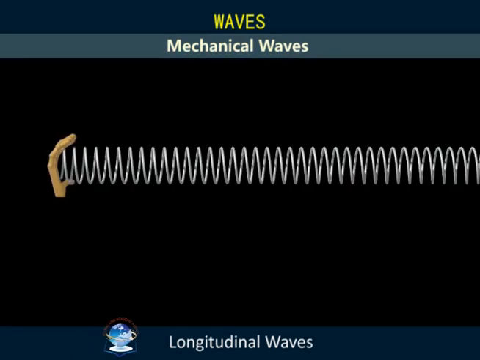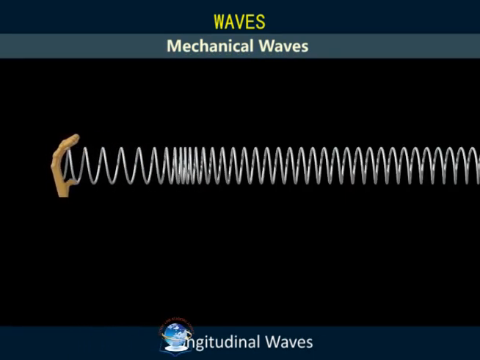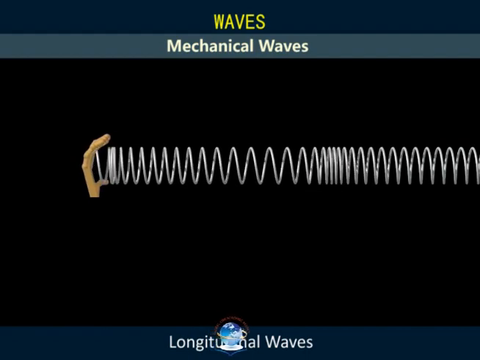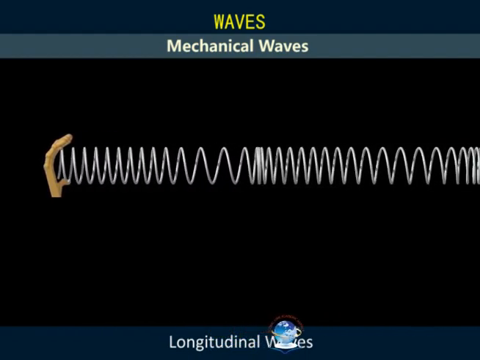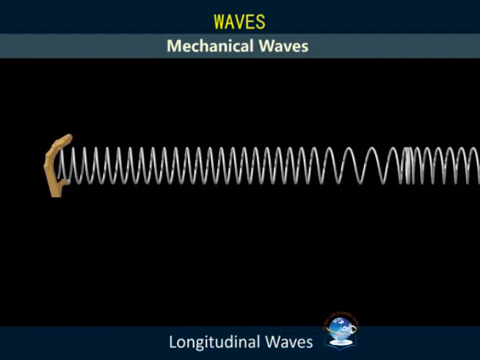A fixed slinky spring with one end free also generates longitudinal waves when a disturbance is introduced on the free end.